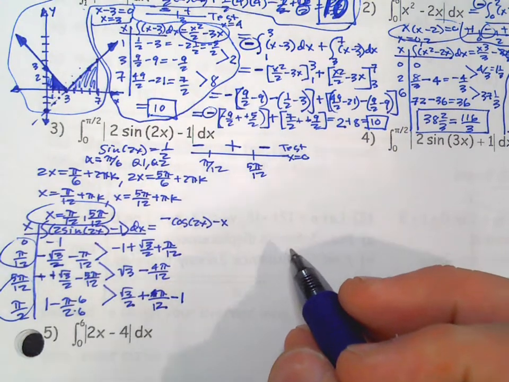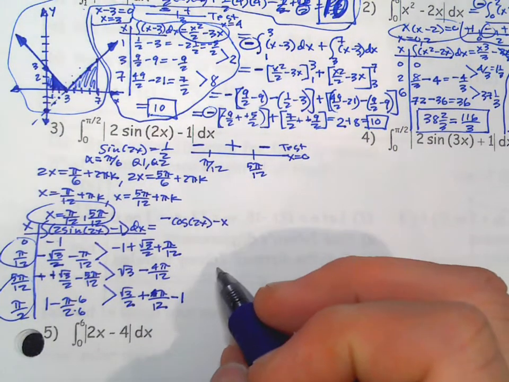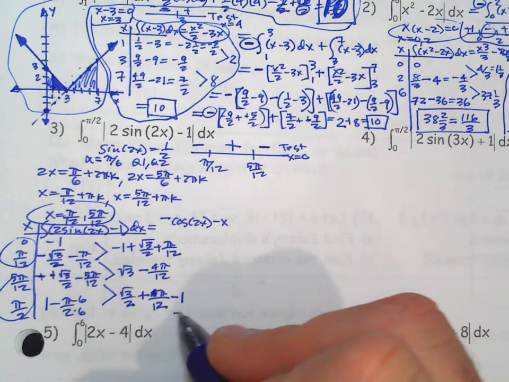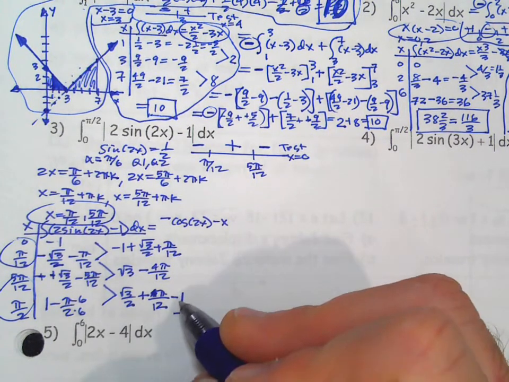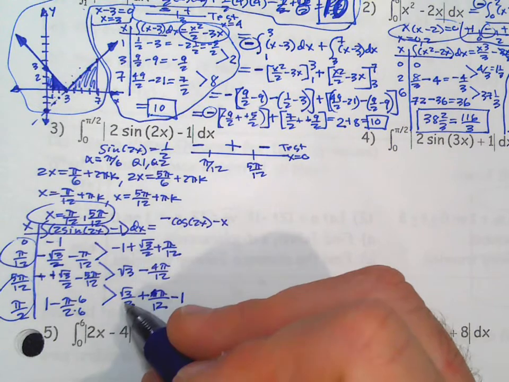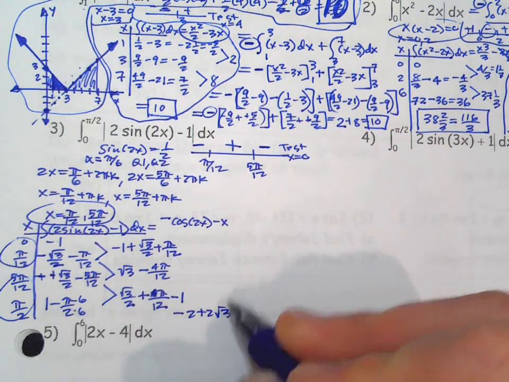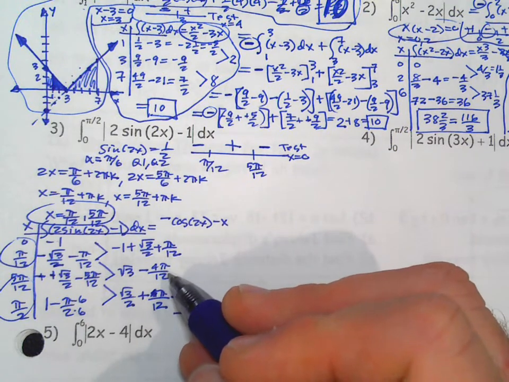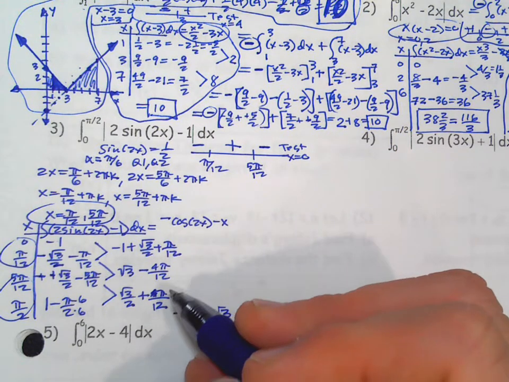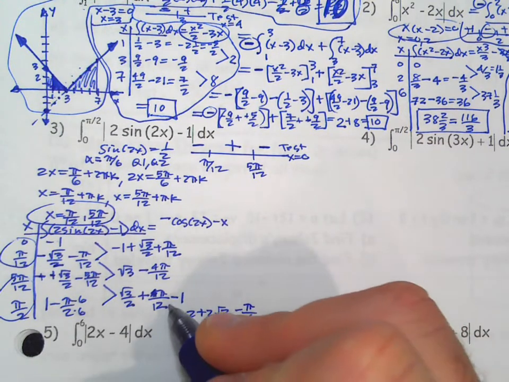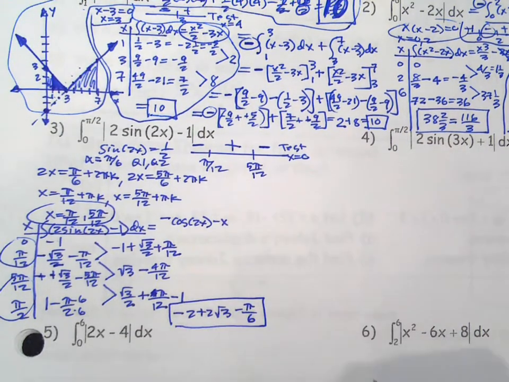So now we're going to add all these up, and we get negative 2, negative 1, negative 1. Root 3 over 2, root 3 over 2 is root 3. We already have root 3, so that's plus 2 root 3. Negative 4 pi over 12 plus 2 pi over 12 gives you negative 2 pi over 12, negative pi over 6. So that's the answer with the table.